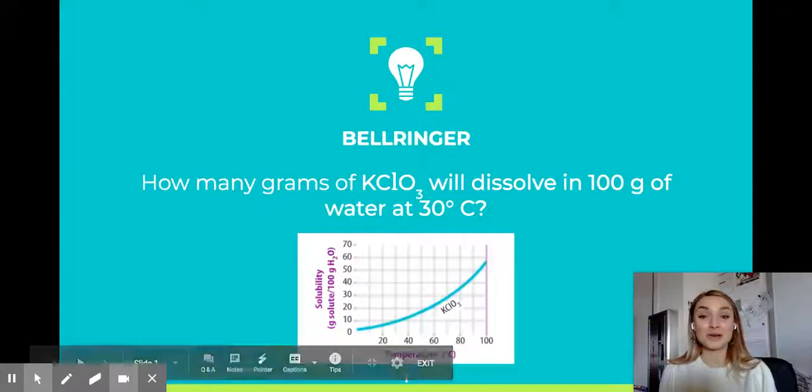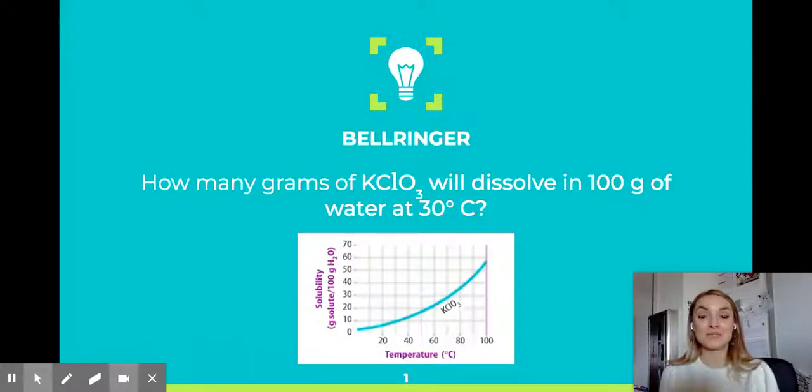Let's take a look at our bell ringer question. How many grams of potassium chlorate, or KClO3, will dissolve in 100 grams of water at 30 degrees Celsius? This is reviewing how to read a solubility curve graph.